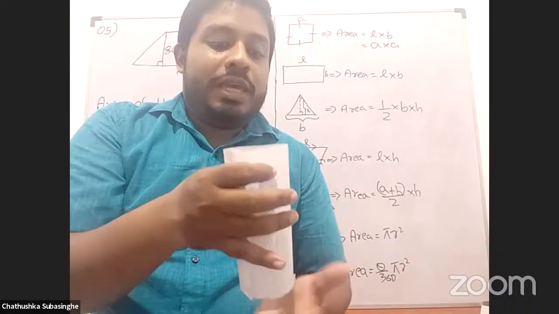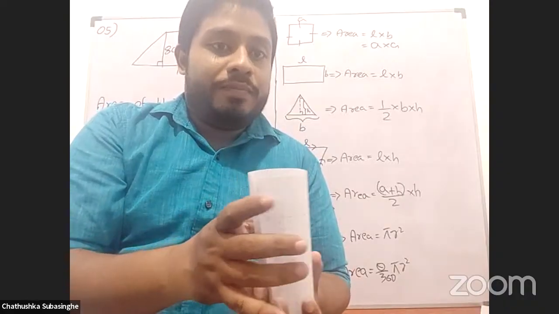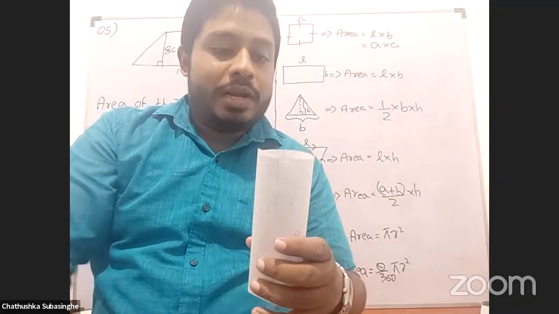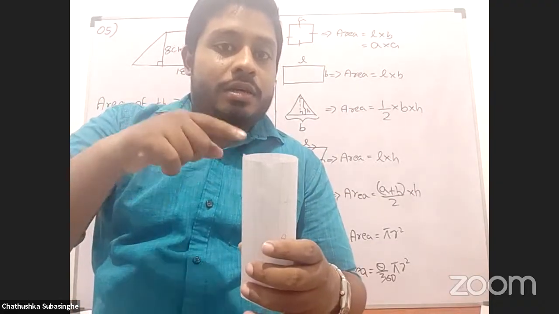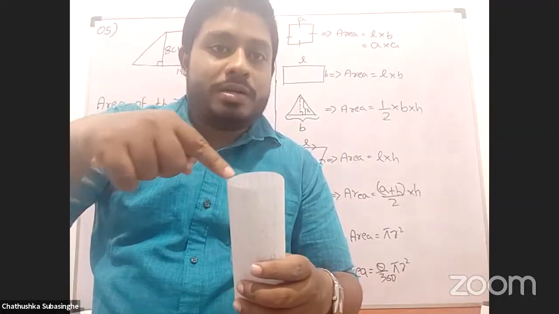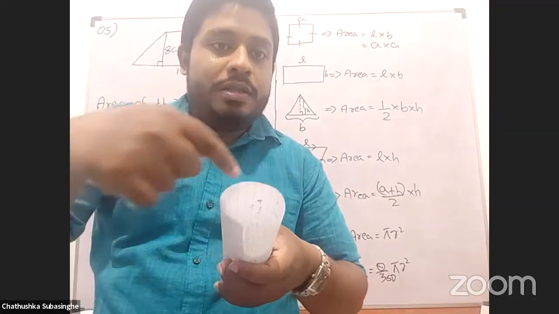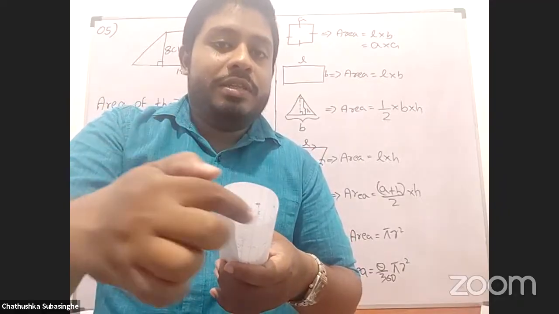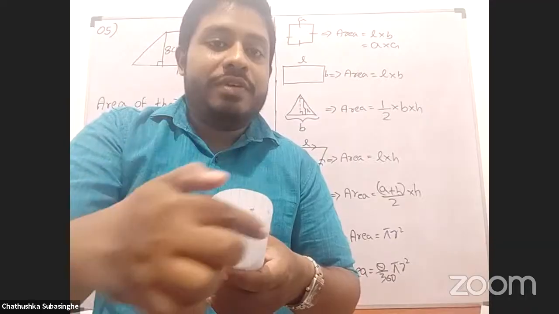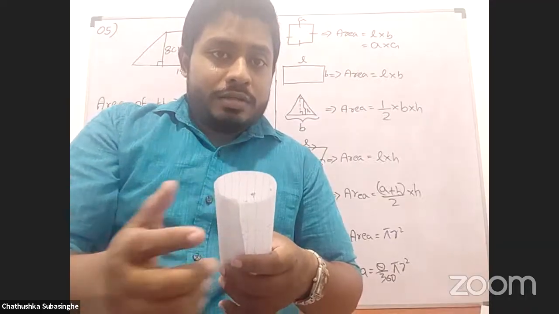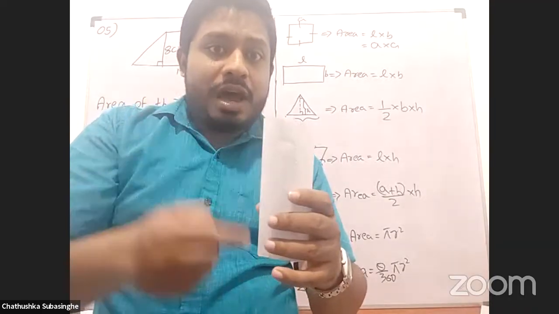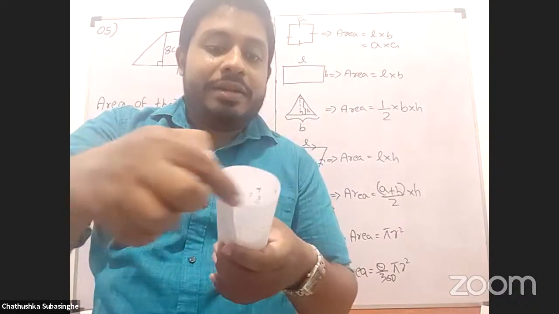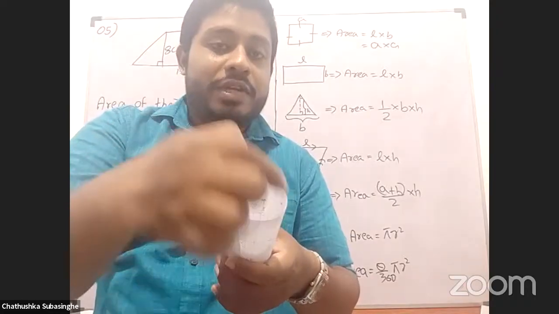Now we can memorize it in this way, right? Think about this cylinder. This part is representing the circumference of the circle, right? And this is the height of the cylinder. This is the height of the cylinder, and this part is representing the circumference of the circle.